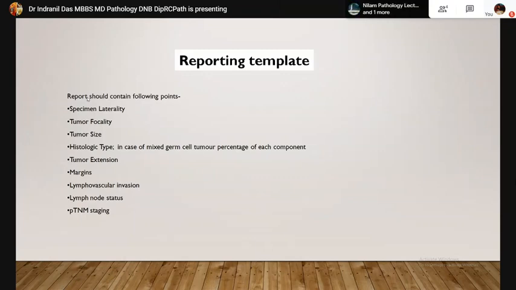that is specimen laterality, tumor focality, tumor size, histological type. As I said, in case of mixed germ cell tumor, the tumor percentage of each component should be mentioned, the tumor extension, whether the tumor has involved the epididymis or not, or whether it has extended into the tunica or the scrotal skin, the margin status, particularly spermatic cord margin, presence or absence of lymphovascular invasion, lymph node status, and the TNM staging.